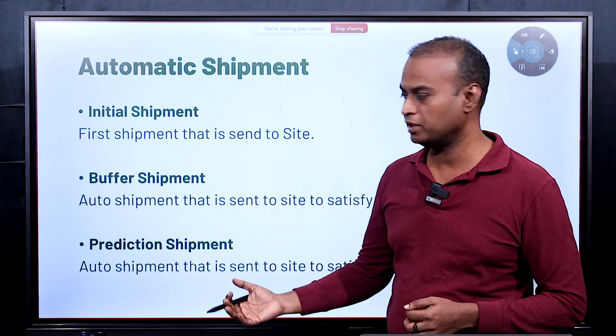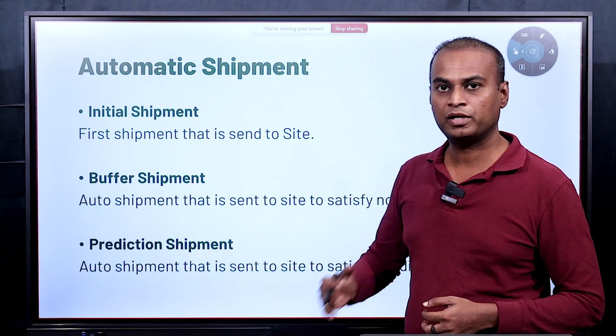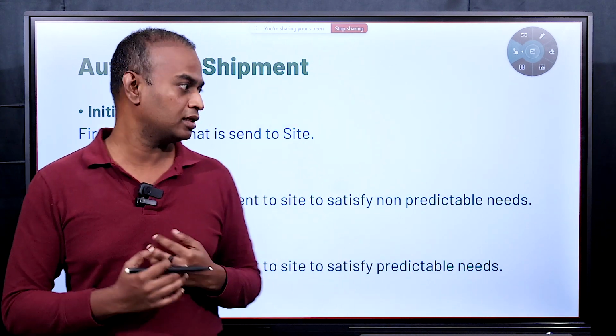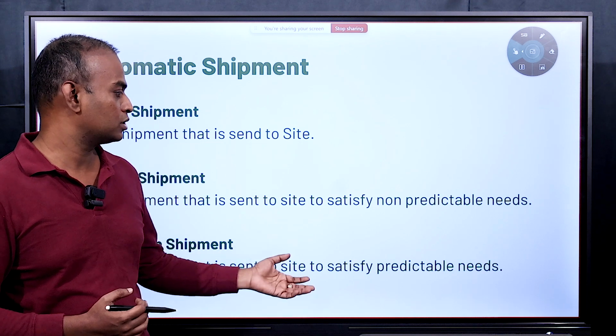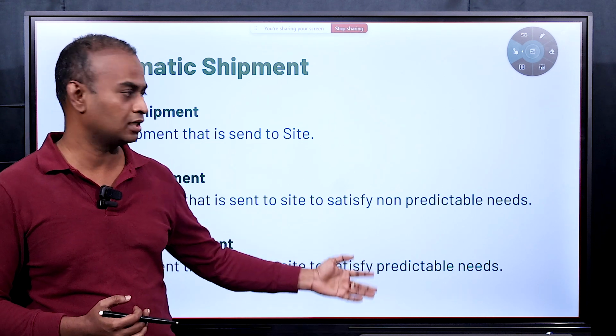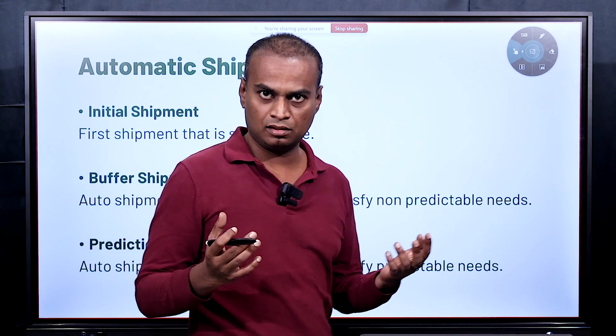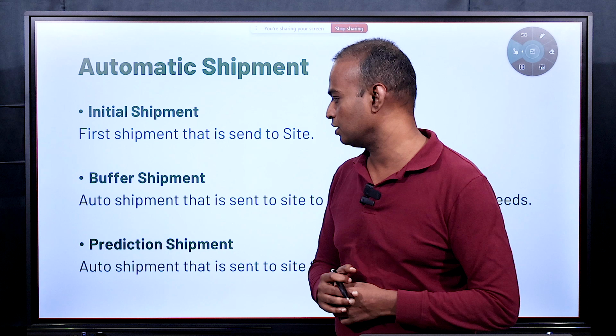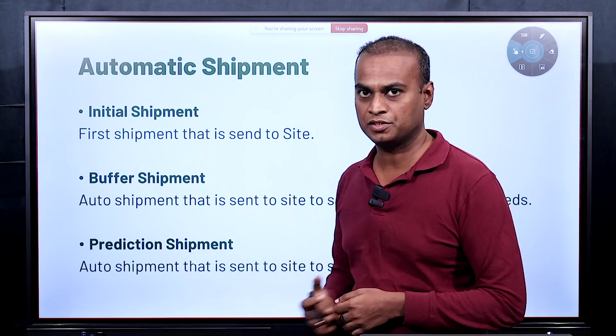And there is one more shipment, that is a predictable shipment. Based on the prediction strategy, we raise this shipment automatically and send it to the site to satisfy predictable needs at the site. We will now see how we raise initial shipment, how we raise buffer shipment, and how we raise prediction shipment.